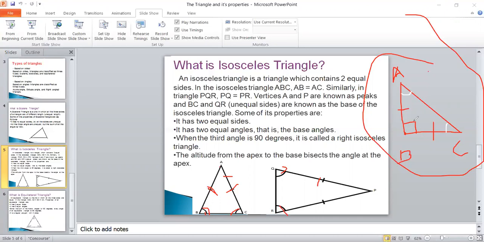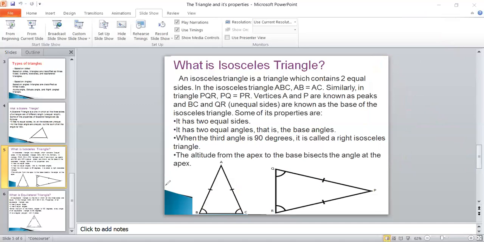So if this is a right angle triangle, what does right angle mean? It is 90 degrees. If angle B is 90 degrees, then we can say this is a right angled isosceles triangle. Now what about the last property, the altitude? What is altitude? What is median? What is apex? I will say all of that later.